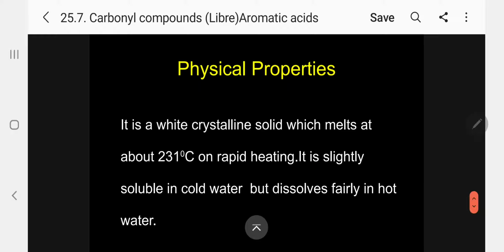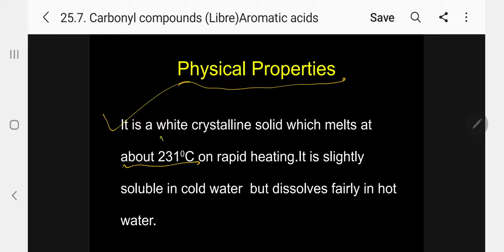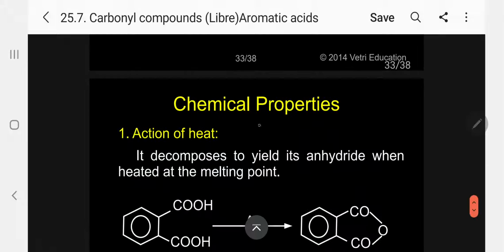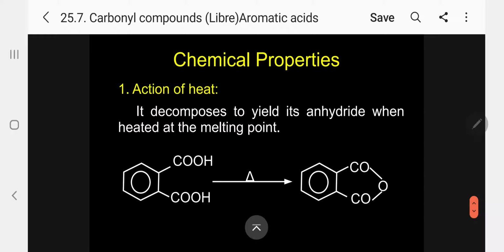Coming to the properties, let me concentrate on the physical properties first. It is a white crystalline solid which melts at about 231 degrees centigrade on rapid heating. It is slightly soluble in cold water but dissolves fairly well in hot water, because two carboxylic groups are there. Now let me come to the chemical properties. The most important is the action of heat.